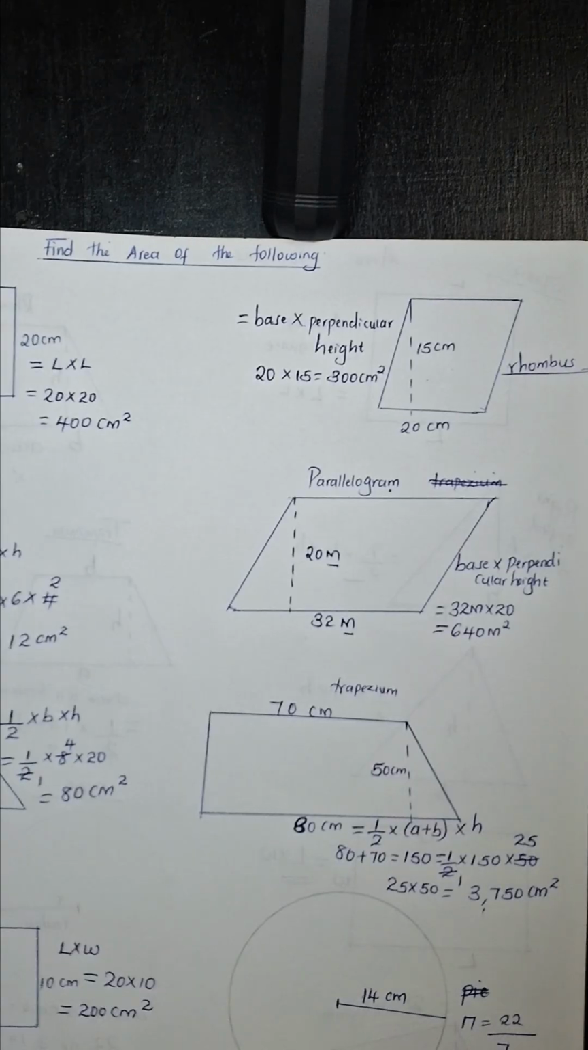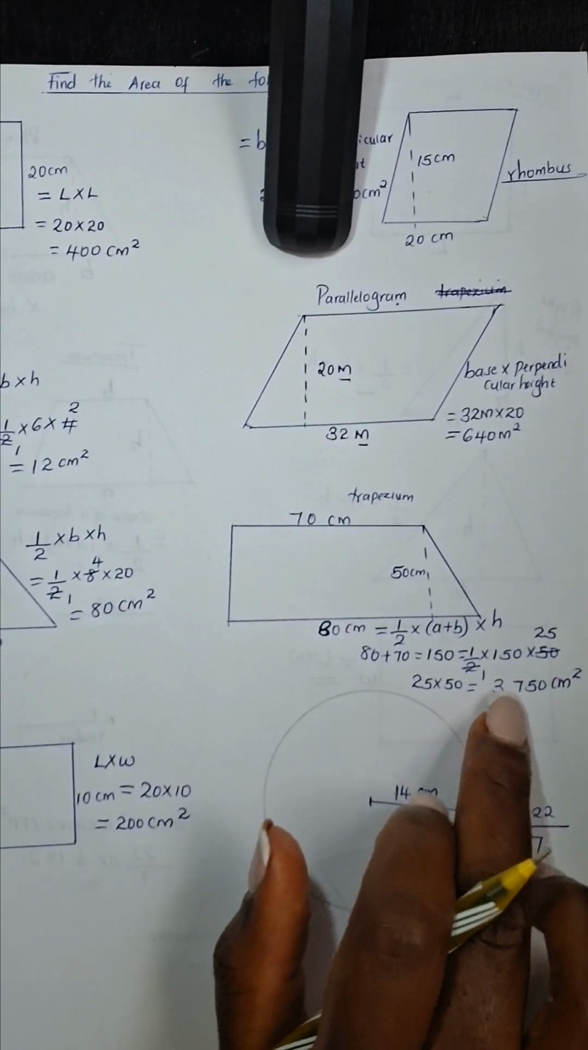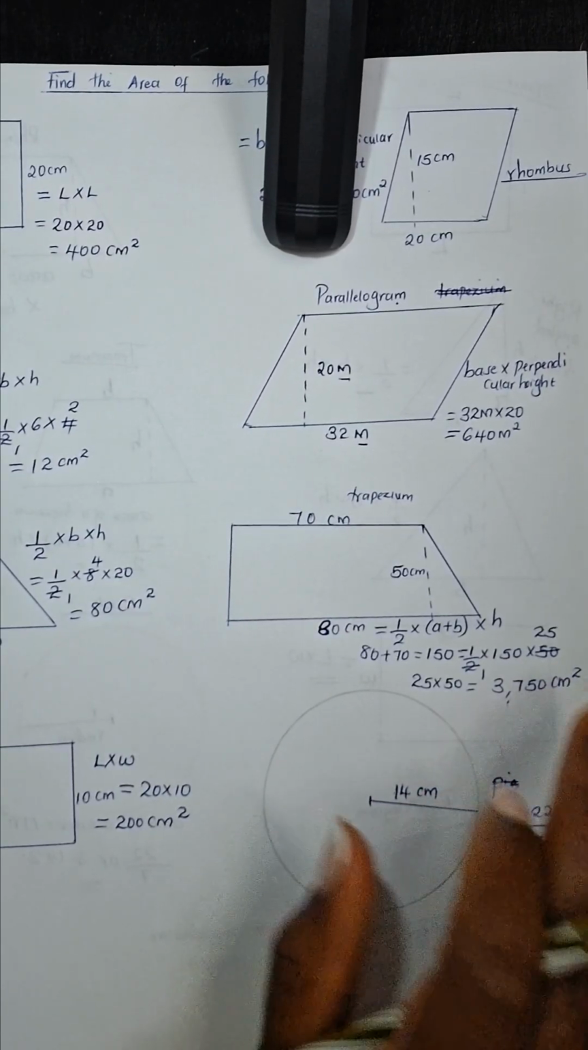So the area of this trapezium is 3,750 centimeters squared.